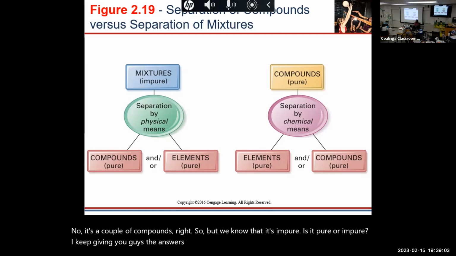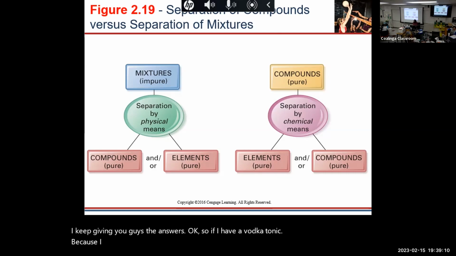If I have a vodka tonic, is that a mixture? A vodka tonic, vodka and tonic water. Yes, it's a mixture. Is it homogeneous? Yes.